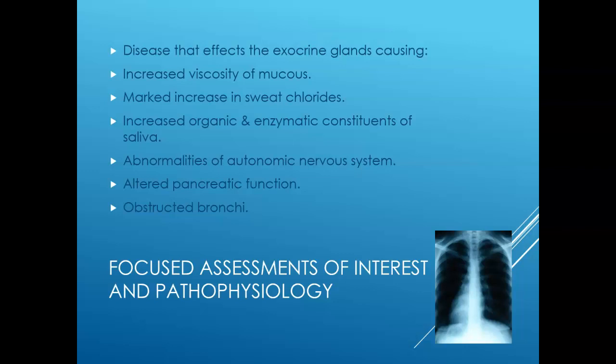What we do with the focused assessment of interest in pathophysiology, what happens with cystic fibrosis, is that this disease affects the exocrine glands. So it causes increased viscosity of mucus, marked increase in sweat chlorides, an increase in organic and enzymatic constituents of saliva, abnormalities of the autonomic nervous system, altered pancreatic function, and obstructed bronchi.